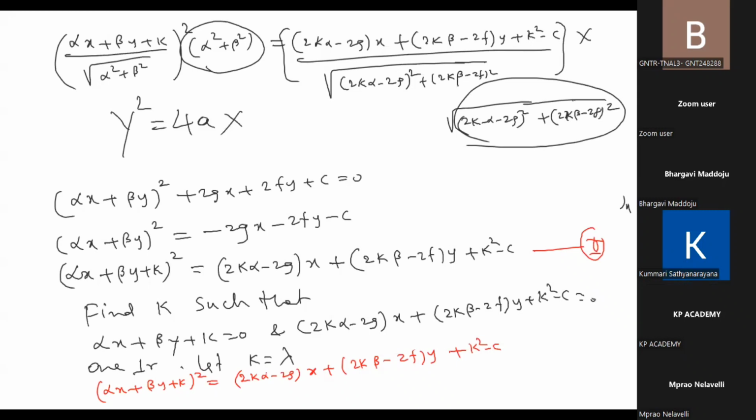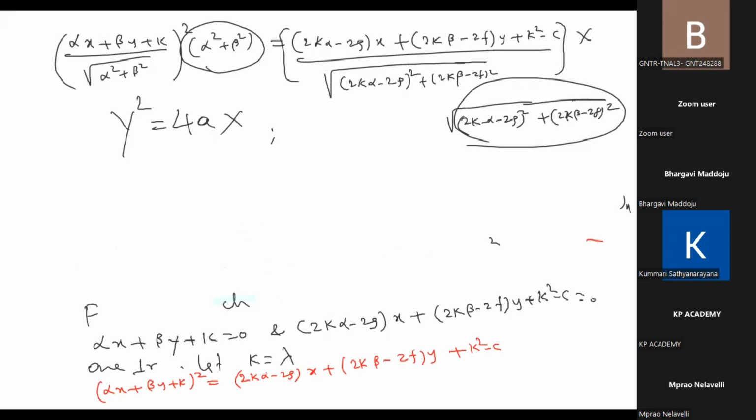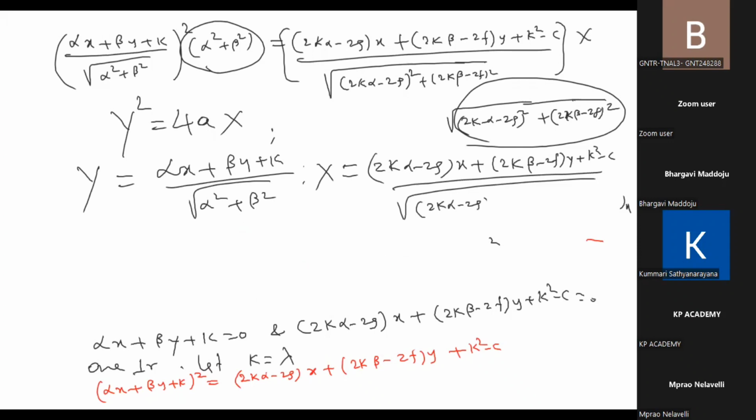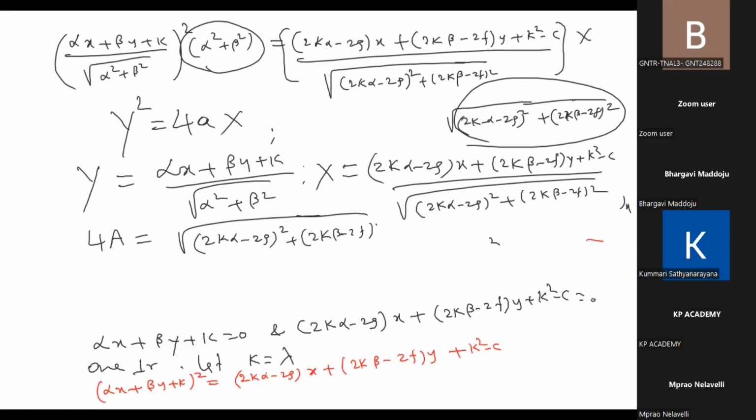So what is y? Capital Y is alpha x plus beta y plus k by root of alpha square plus beta square. So Y equal to (alpha x plus beta y plus k) by root of alpha square plus beta square. This is Y. And capital X is this part. That is (2k alpha minus 2g) into x, right, plus (2k beta minus 2f) into y plus k square minus c, by root of (2k alpha minus 2g) whole square plus (2k beta minus 2f) whole square. Then 4a is root of (2k alpha minus 2g) whole square plus (2k beta minus 2f) whole square by alpha square plus beta square. So this way we can find all remaining properties.